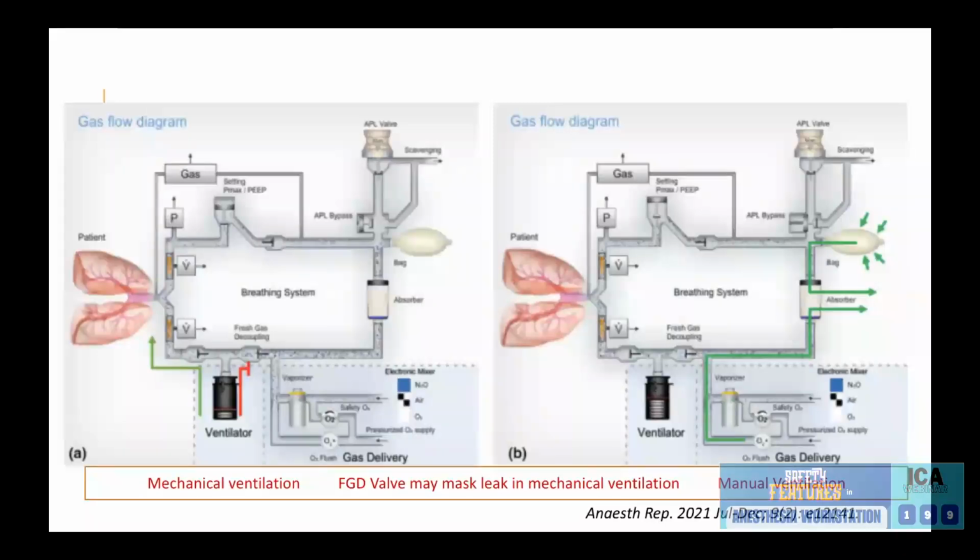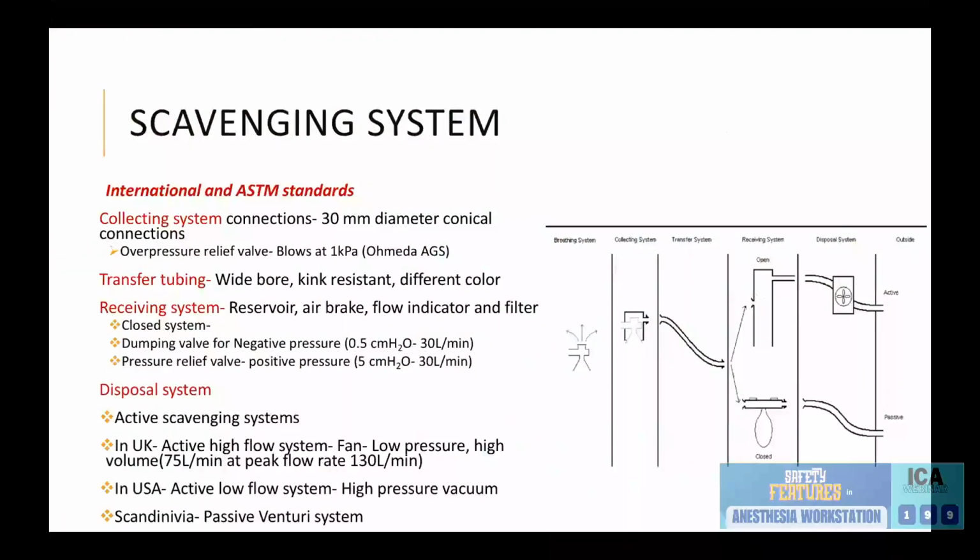This was a very important case report in which they said that there was a leak in the absorber. Because of that, during mechanical ventilation, they were able to ventilate the patient with the piston ventilator. But during manual ventilation, the air took the path of least resistance to the absorber leak, and they were not able to ventilate the patient. So the fresh gas decoupling valve may mask a leak in mechanical ventilation. So beware about that.